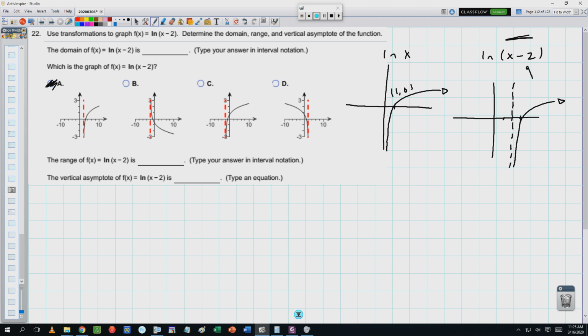The domain is as you scan across the x-axis, what are you using? Well, you're not using anything from this asymptote back, and you will not use the asymptote. So your domain is going to be parentheses, not closed, but open, 2 to infinity. That is your domain.